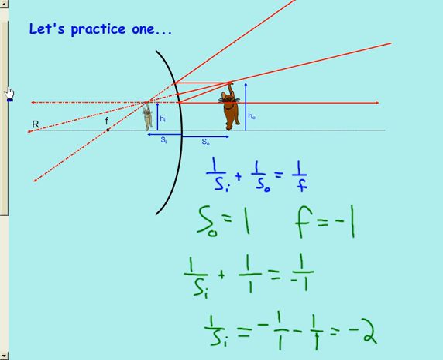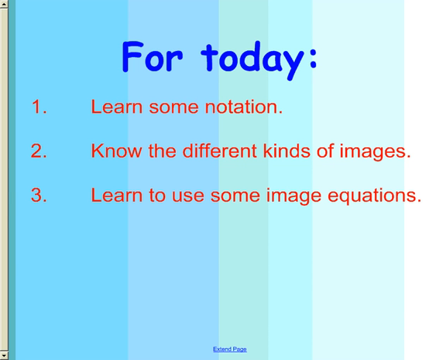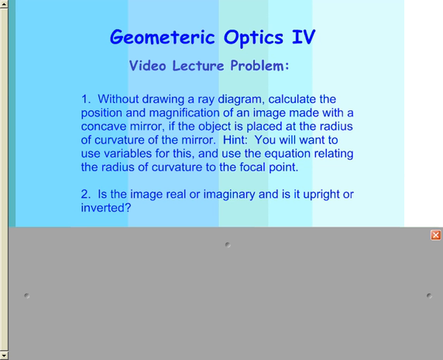Okay? So, that's it for today. I think we made it through everything. We got some notations, the H's and the S's, kinds of images, upright, inverted, real, imaginary, and we learned 2 new equations. So here's your video lecture problem.